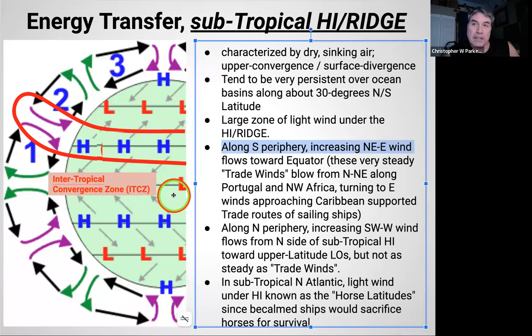If you're down in the Caribbean, then you're typically going to get east-northeast winds in the Caribbean, because you're well south of the area of high pressure.